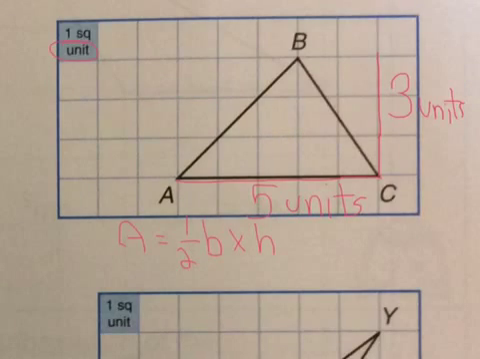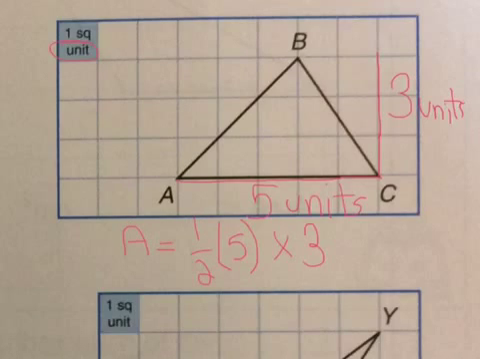Please write down the formula. Area equals half base times height, and now replace your variables. We have a base of 5 and a height of 3. Whenever you multiply a whole number by a half, you will get half of that number. So 5 times a half equals 2.5.